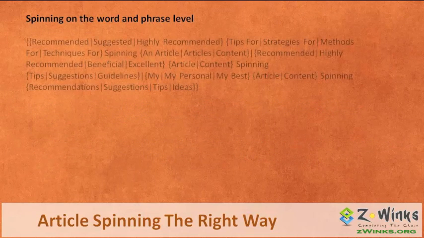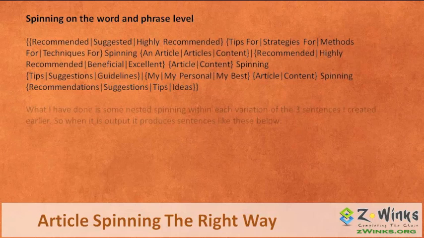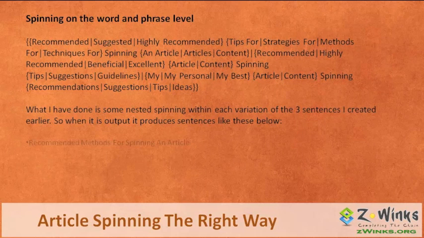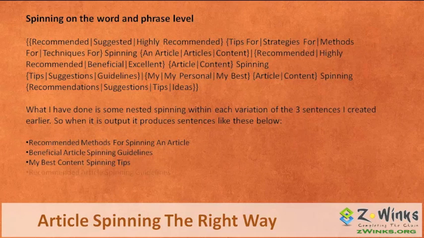So let's spin it on the word and phrase level. And that's another example I showed you. It's called nested spinning. I've created 3 variations of sentences, and then I nested spun the phrases and words within it, creating all these different variations that are showing up right now.